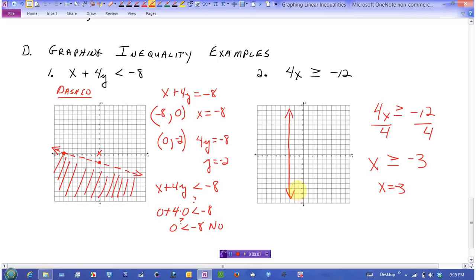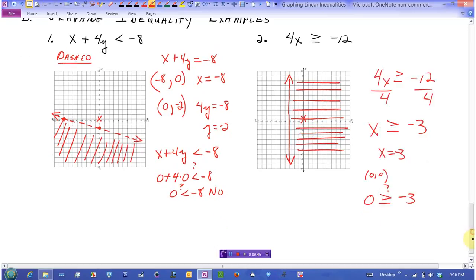To determine what side we shade, a lot of you will be able to see that it says x is greater than a negative 3. That would be everything out to the right, where all the values of x are greater than a negative 3. So this part would be shaded. Another way you could check it is to substitute in the point 0, 0. It's the x coordinate that would substitute in, so it would be 0 is greater than or equal to a negative 3. Is that true? Yes, 0 is greater than a negative 3, so the point 0, 0 would be shaded. So if I prefer the testing point method for those, I can.